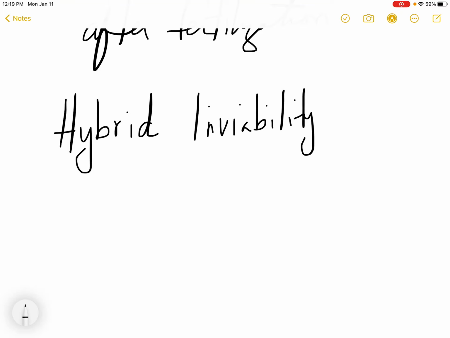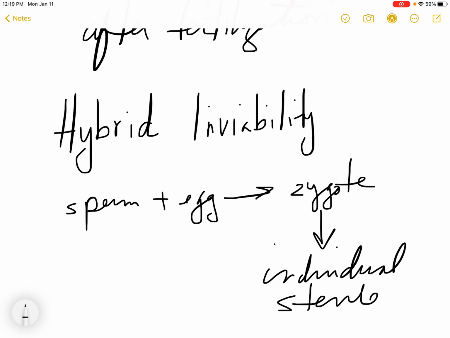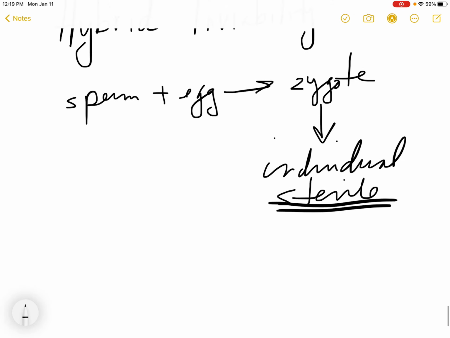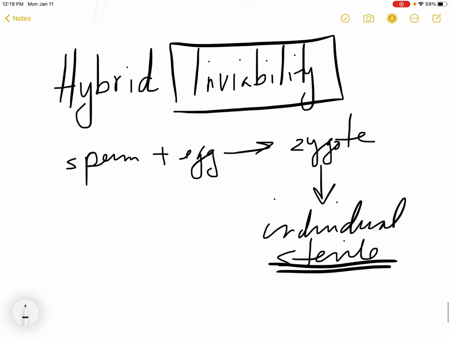Well, it's possible that you can get a zygote production. So you can have a sperm plus an egg that produces a zygote. And that zygote might even grow into a full individual, but that individual is sterile. It does not produce its own zygotes. Remember we said a species has to have viable offspring? This would be inviable offspring. So that can still happen. Even if the sperm and the egg do manage to get together, they produce an individual that is sterile.